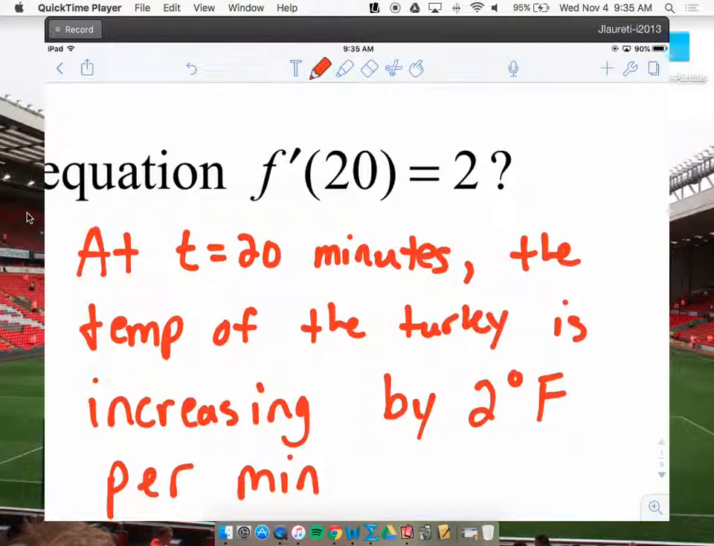Instead of like per 5 minutes or 10 minutes. Good question. Usually your second unit is always by 1. You don't have to worry about it increasing 2 degrees for every 2 minutes passed. The unit down below is always going to be 1 on the bottom.